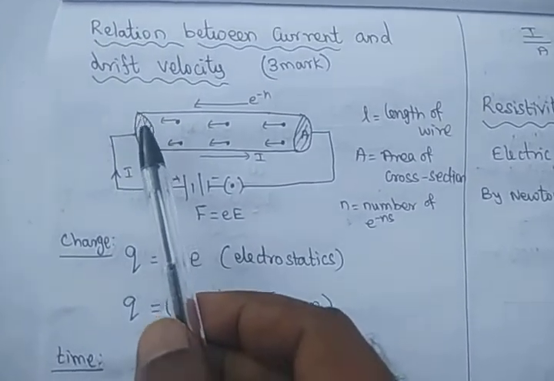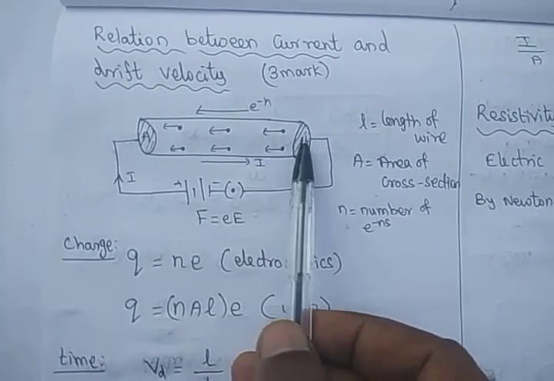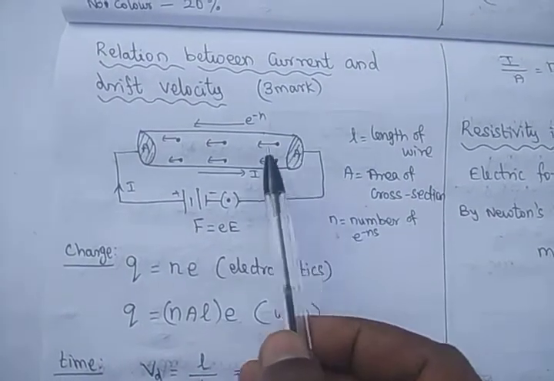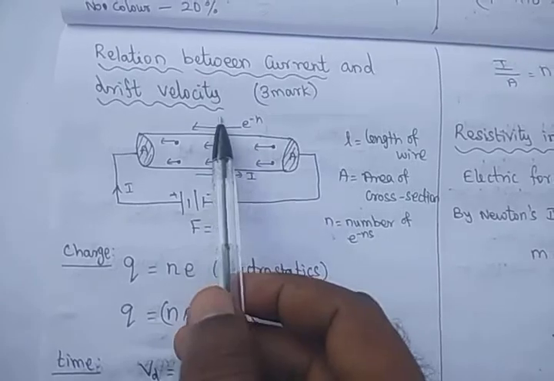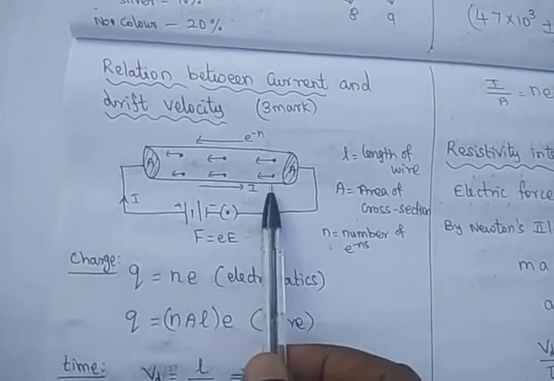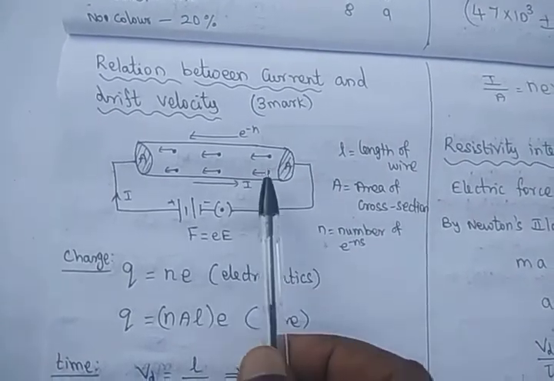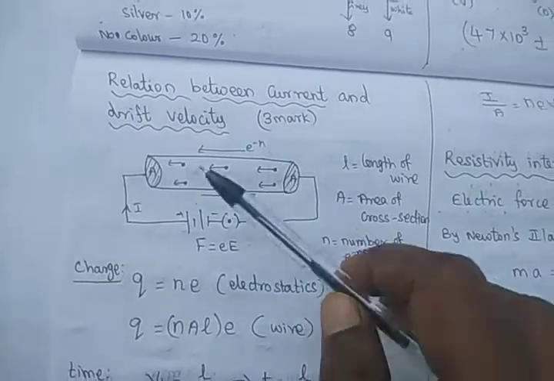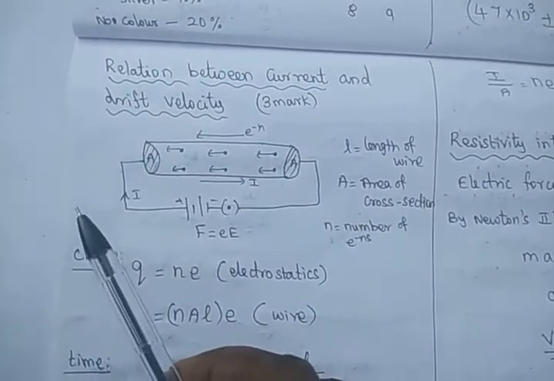Let us assume that there is a wire with area of cross section A. It is connected with a battery and a key. The direction of the electron flow is this direction, negative to positive, and the current direction is this direction. When the battery is switched on, the randomly moving free electrons drift towards one particular direction. That velocity is called drift velocity.